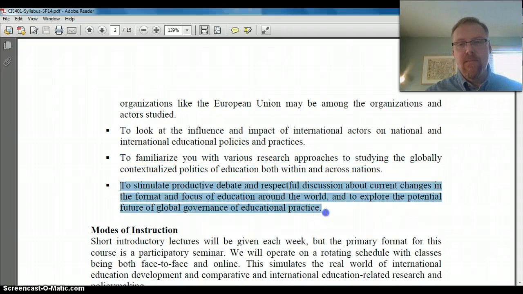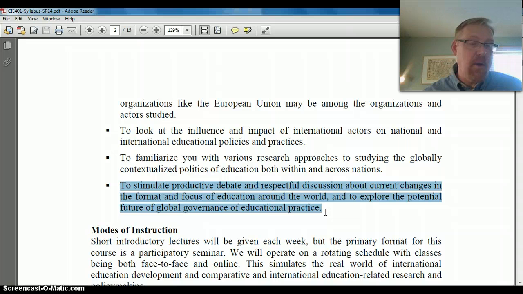And finally, I would like to stimulate productive debate and respectful discussion about current changes in the format and focus of education around the world. And I'd like to explore the potential future of global governance of educational practice. In other words, I want you to become engaged. I want you to be an active participant in our discussion. I want you to not just agree with everything that everyone says.